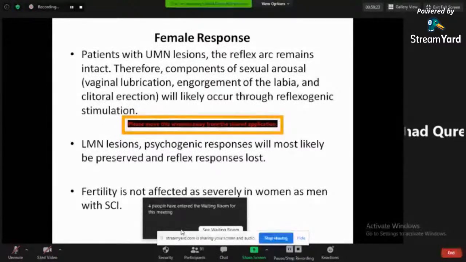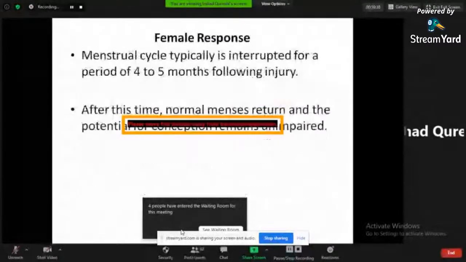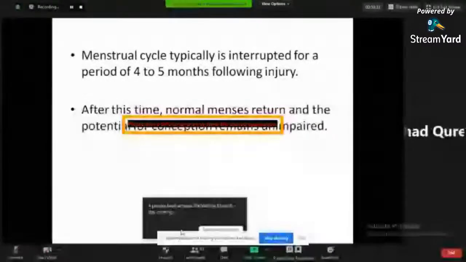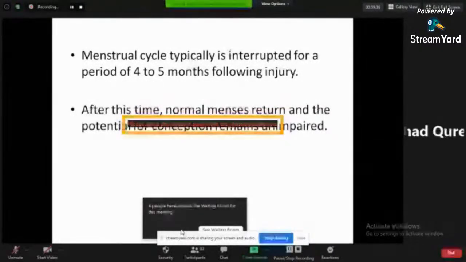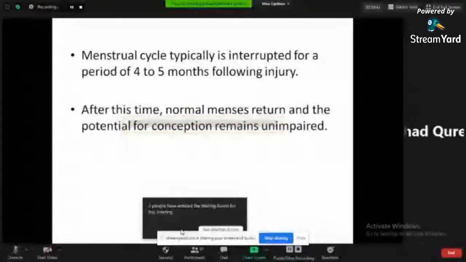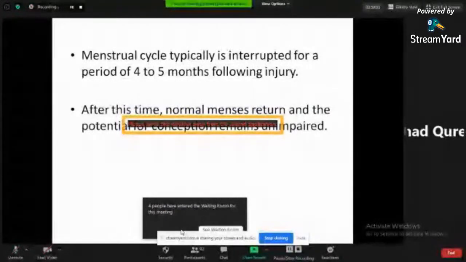Fertility. You can say fertility is not affected as severely in women as in men in spinal cord injury. The menstrual cycle typically is interrupted in the first few months, like 4 to 5 months following injury, and later on it comes back to normal. After this time, the normal menstrual cycle returns, and the potential for conception remains unimpaired. You can see that the potency remains intact.